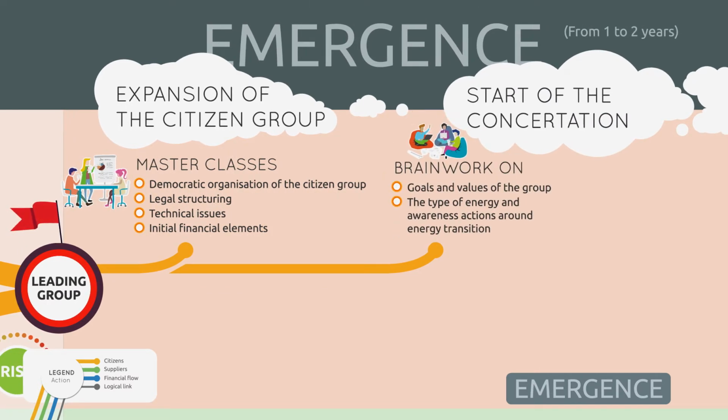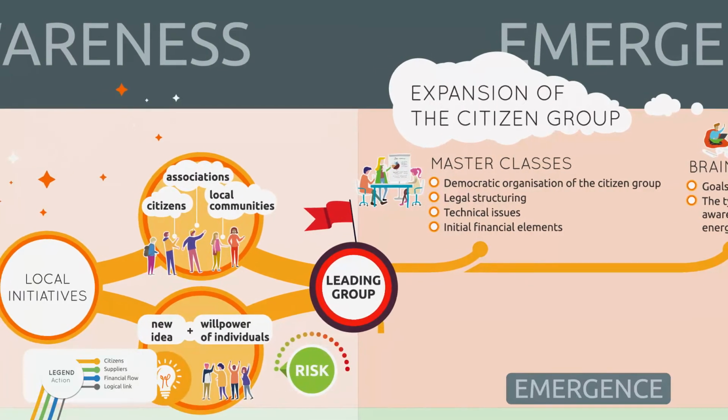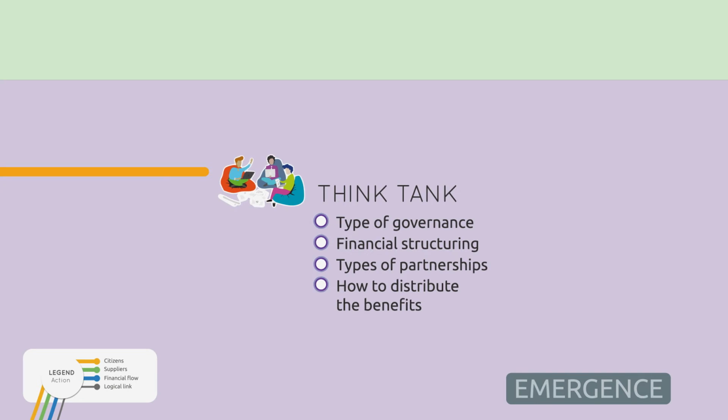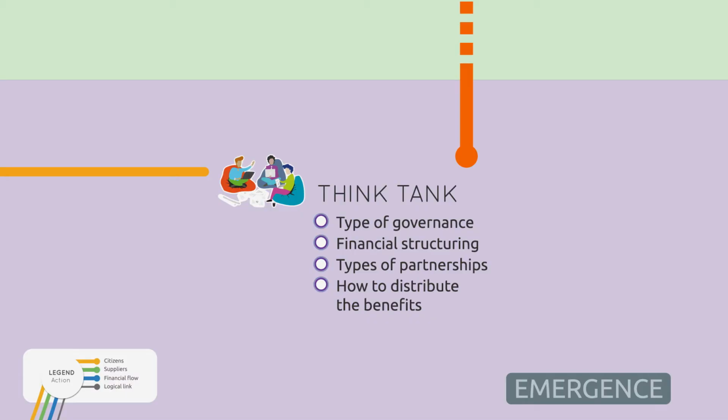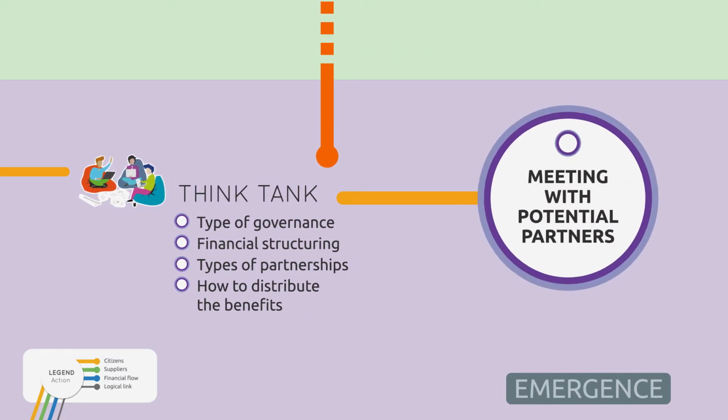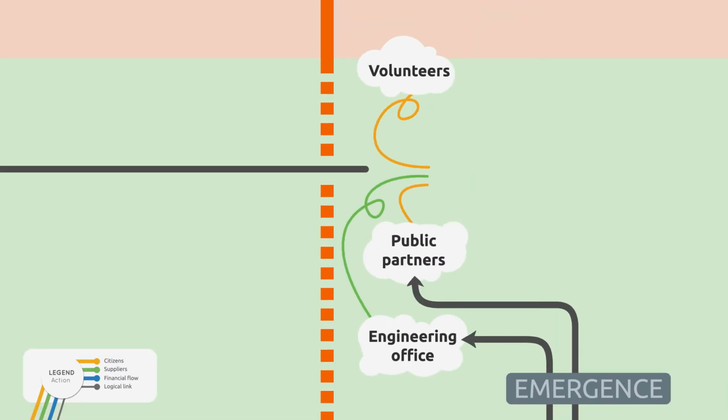The group activity emphasizes the start of the concentration with establishing goals and values of the group. The financial activity emphasizes brainwork on governance, financial structuring, types of partnership, and how to distribute the benefits. This activity is called the Thinktank, and it will help you meet your potential partners. These partners can vary from volunteers, public sectors, and engineering offices.